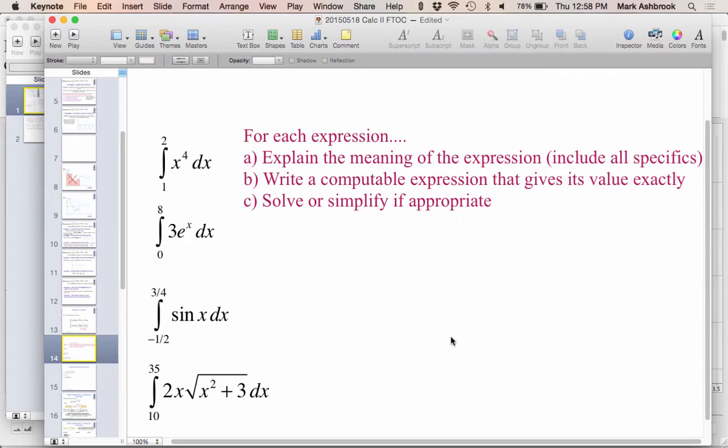For each one of these expressions, we want to practice verbalizing the meaning of the whole expression based on the parts that you're seeing, right? So we're explaining the meaning of the expression, including all specifics. Practice saying back and forth to each other what it means. Then we're going to write a computable expression that gives its value exactly.